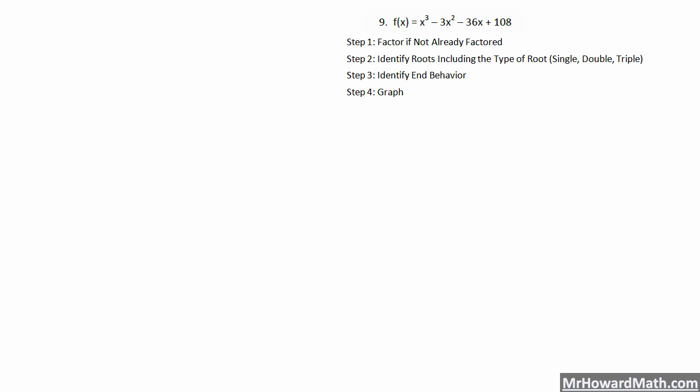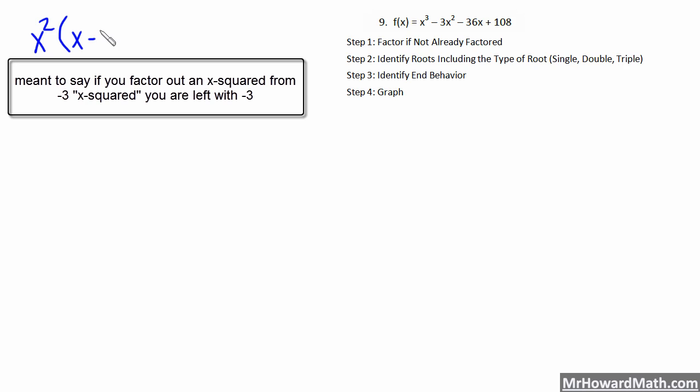So in looking at this, we are going to group these 2 terms and these 2 terms together and start by taking out a greatest common factor. So the greatest common factor of this portion right here would be an x squared. So I'm going to rewrite this over here. We're going to factor out an x squared, and we would be left with an x. If you factor out an x squared from x cubed, you're left with x. And then we would be left with minus 3. If you factor out an x squared from minus 3x squared, you're left with minus 3.